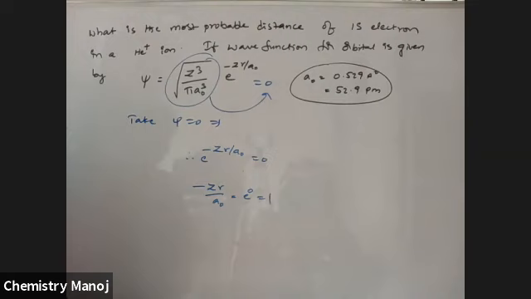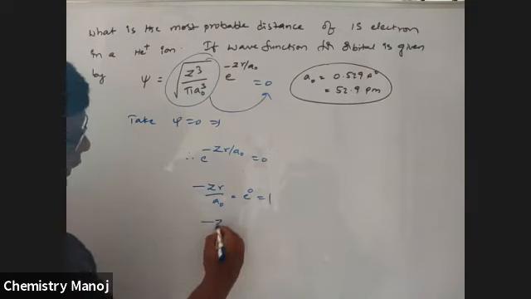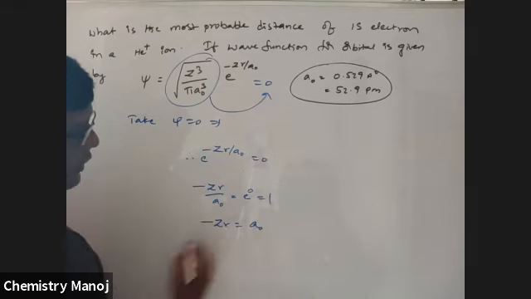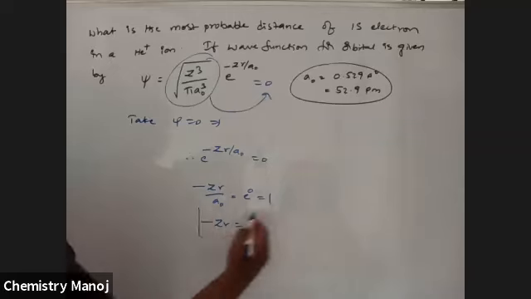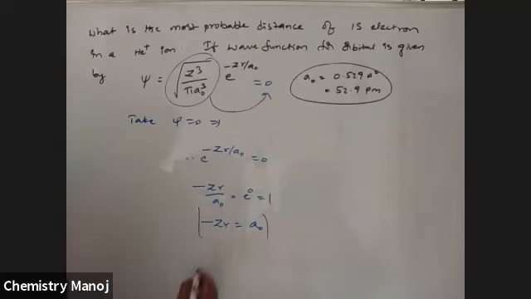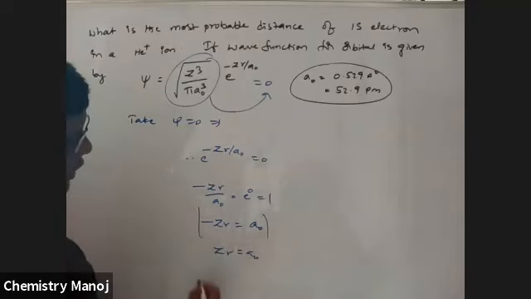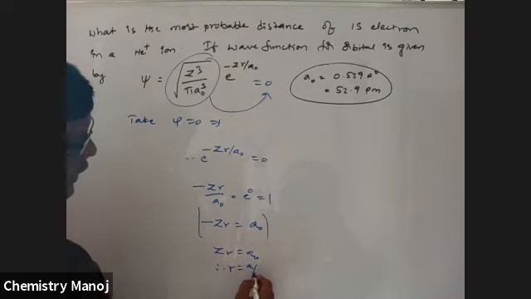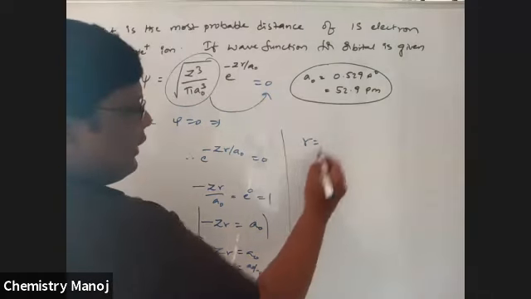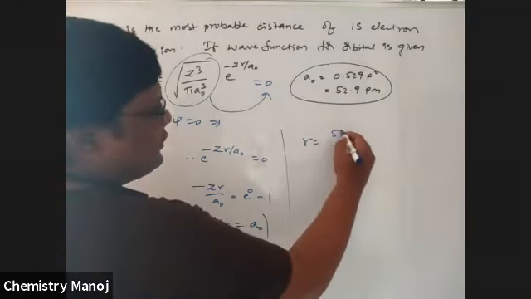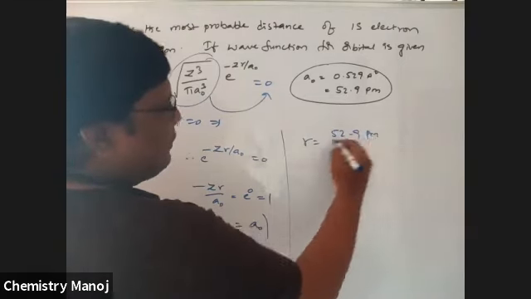Okay. Now, minus Zr is equal to a naught. It is a modulus condition, so Z never becomes 0. Therefore, Zr is equal to a naught. Therefore, r is equal to a naught by Z. So the a naught value, 52.9 picometers, divided by Z.